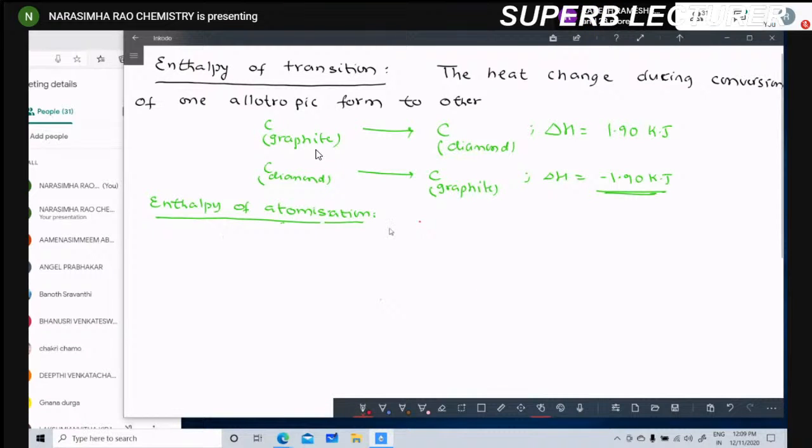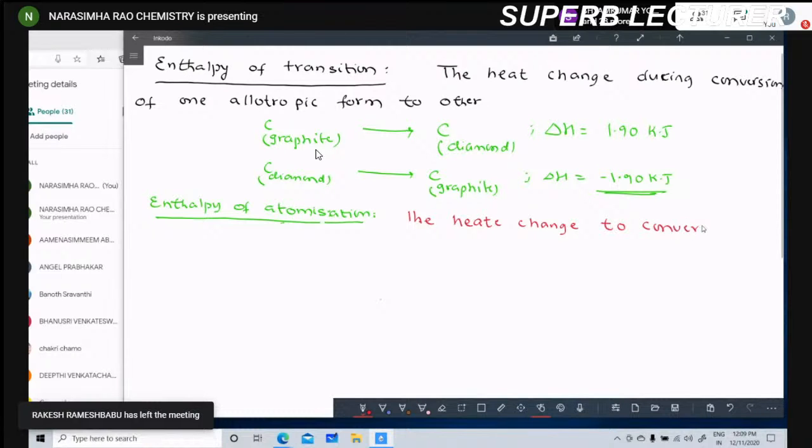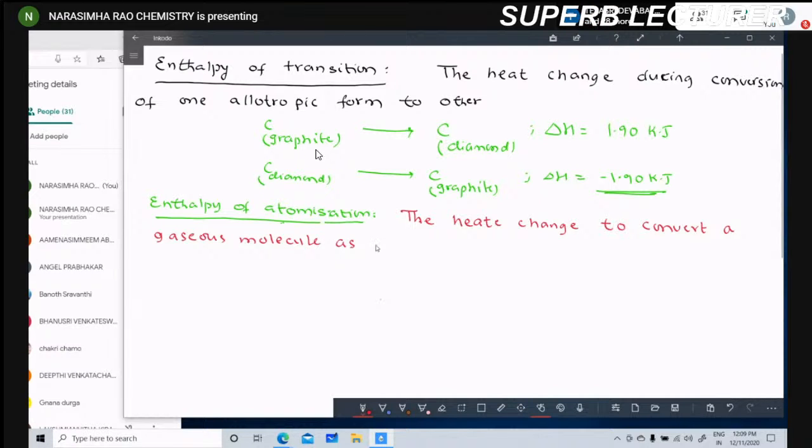The heat change to convert a gaseous molecule to its constituent gaseous atoms is called the enthalpy of atomization.